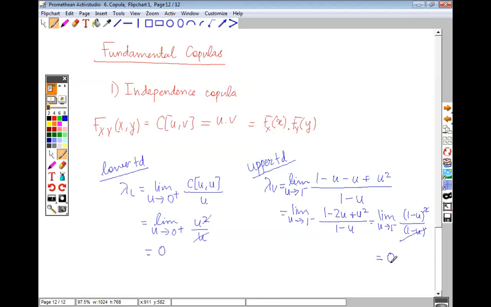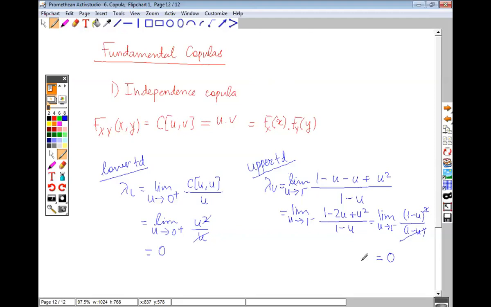Because we're looking at the independence Copula, if I'm looking at X here and Y here, I know there shouldn't be any tail dependency, be it either the lower tail or the upper tail. And that is indeed what you get. The lower tail dependency is 0 and the upper tail dependency is 0 again. So it just confirms the fact that you were looking at the independence Copula.